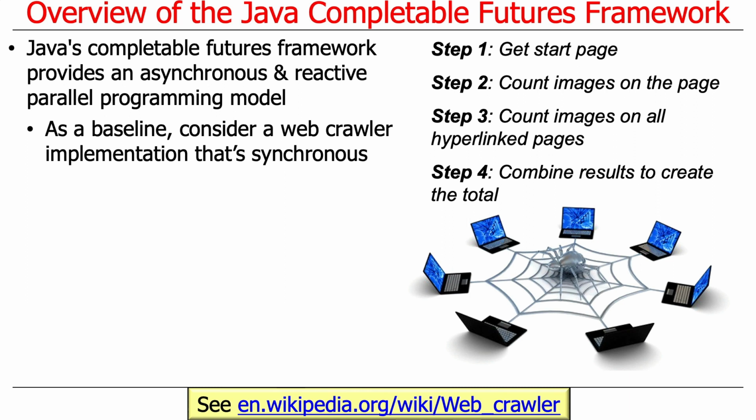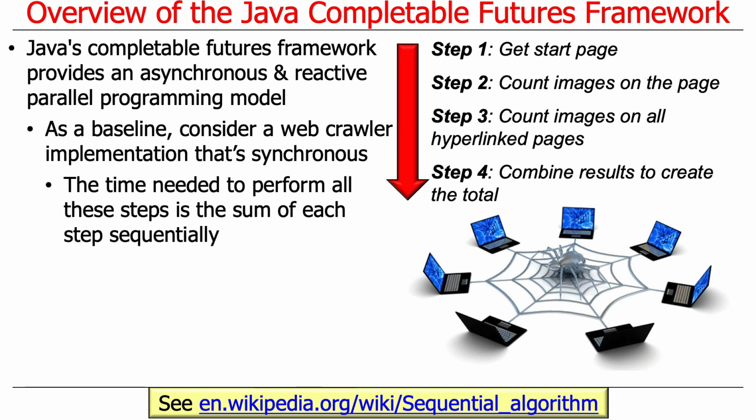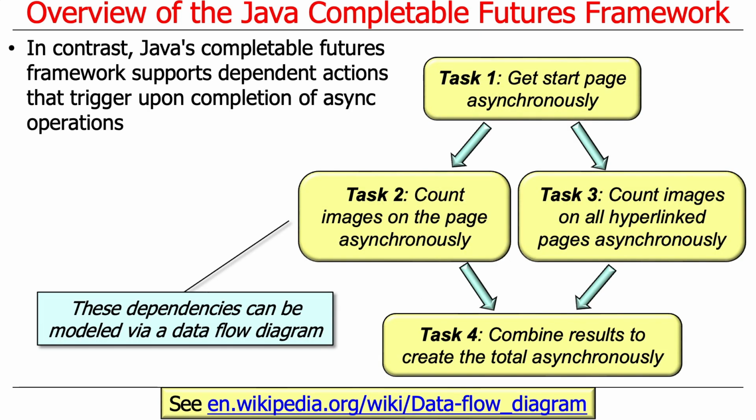You would get the start page, then you would count the number of images on that page, then you would count the images on all the hyperlink pages reachable from that page, and then you would combine the results to create the total count. And the time that you need to do this is the sum of each of the steps that run sequentially. No real surprise there, right? That's kind of obvious. Now let's talk about Completable Futures.